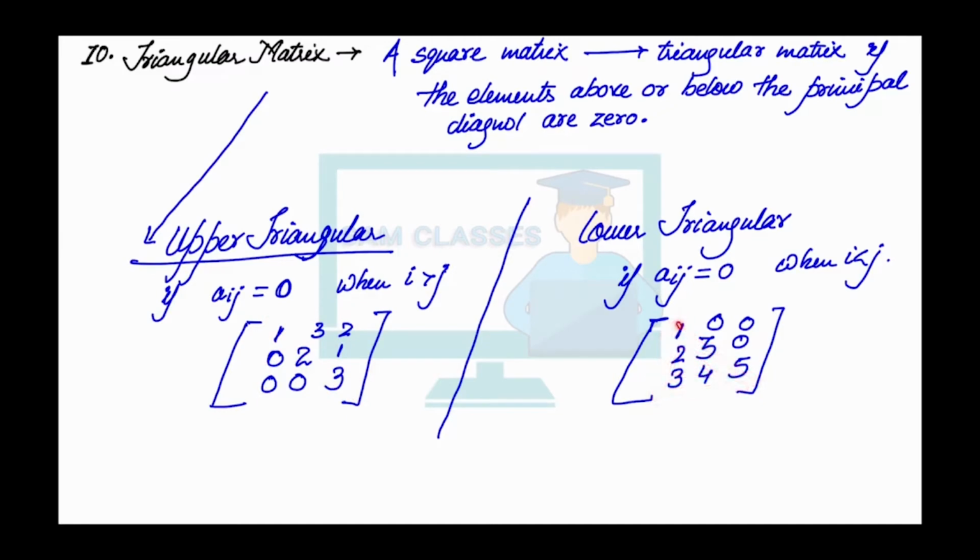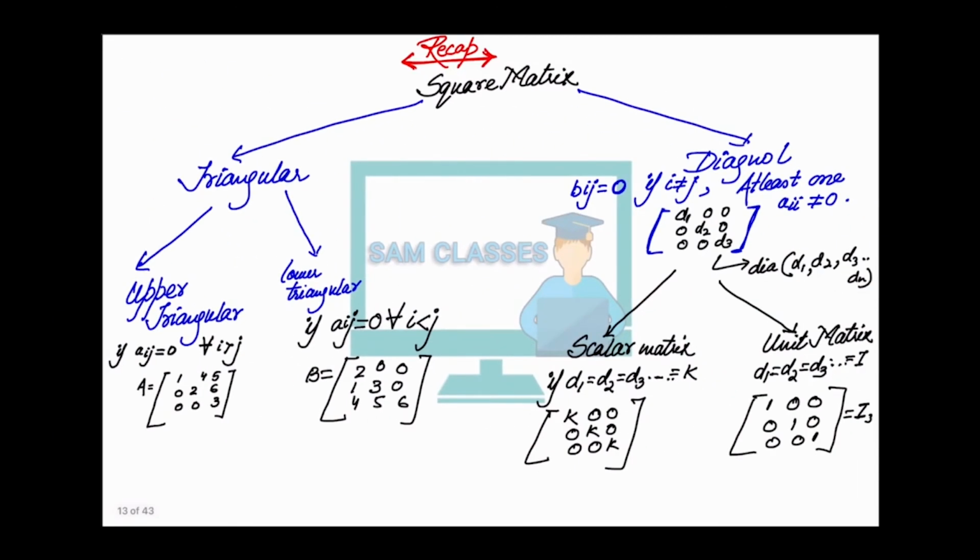A lower triangular, because the elements are in the lower triangle. Correct. Here the elements are in the upper triangle. So that's why it's known as upper triangular. Clear? Very simple. Coming to the next, a recap section.